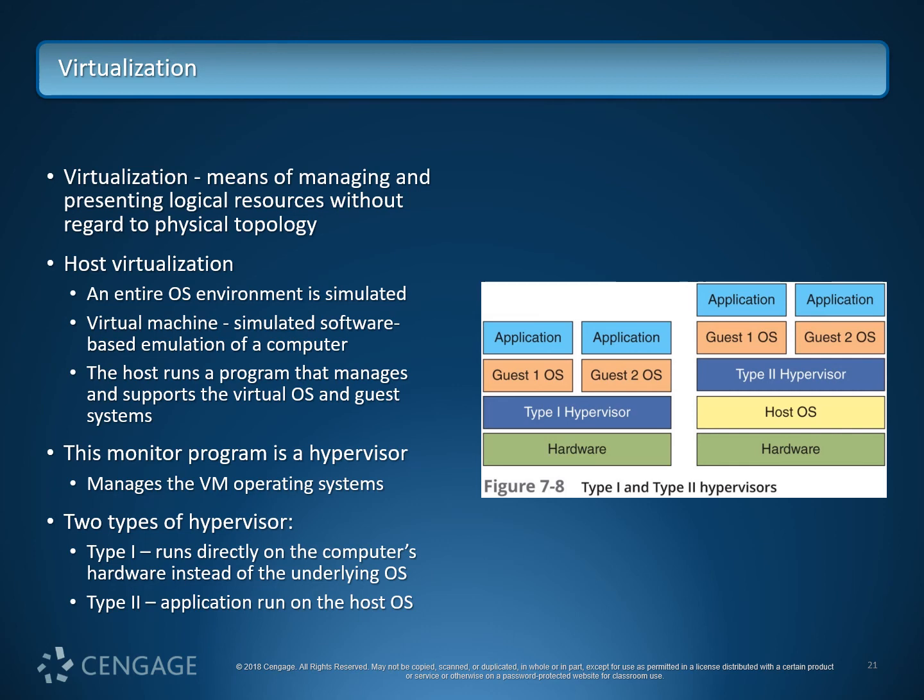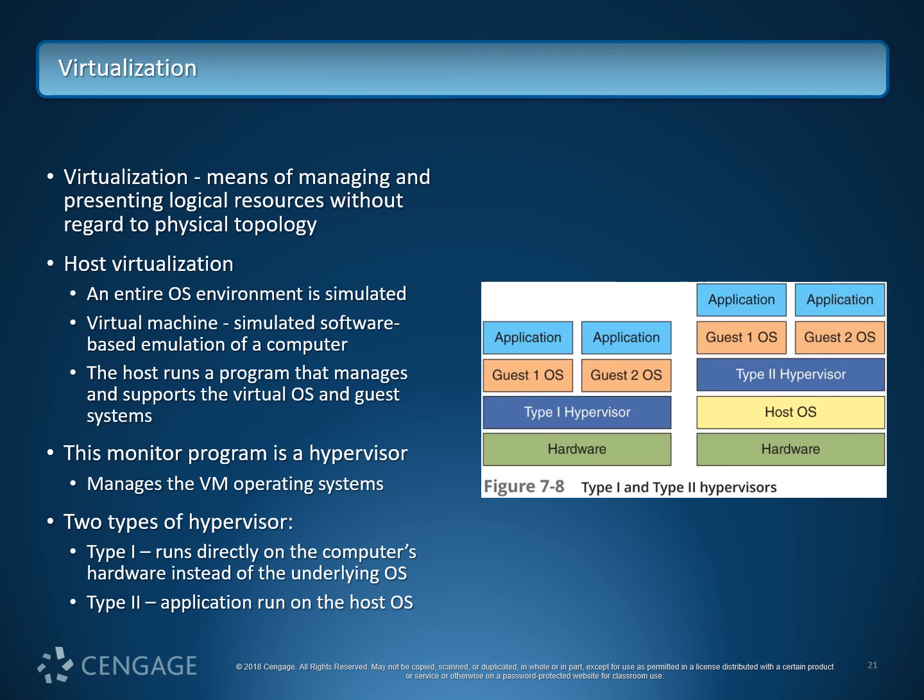A virtual machine is a simulated software-based emulation of a computer. So software emulating hardware is often the three-word definition that I use. The host will run a program that manages and supports the virtual OS and guest systems, and this is called a hypervisor. Now, the hypervisor is in charge of managing the resources and operating systems of those VMs. How it does it is kind of important because that defines the types of hypervisors we work with.